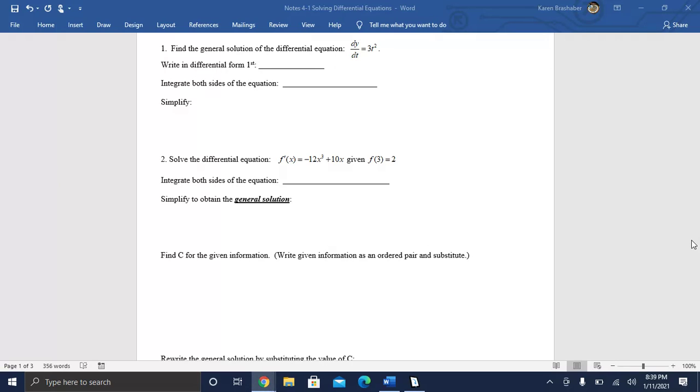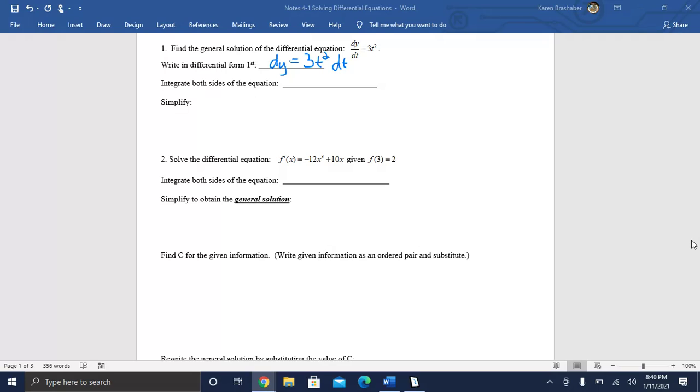Differential equation, dy dt equals 3t to the second. So the first step would be to separate the dy and dt. So it kind of looks like multiplying both sides by dt, and you can think of it that way, just don't say that that's what you're doing. So we'll bring the dt to the other side of the equal sign.